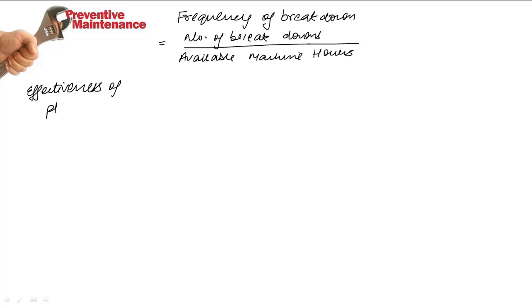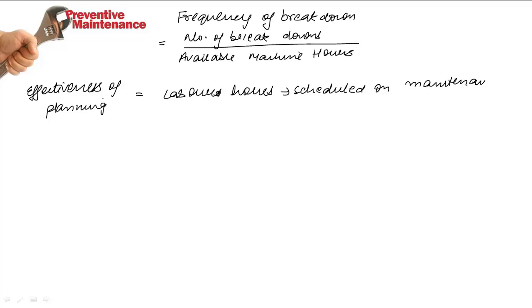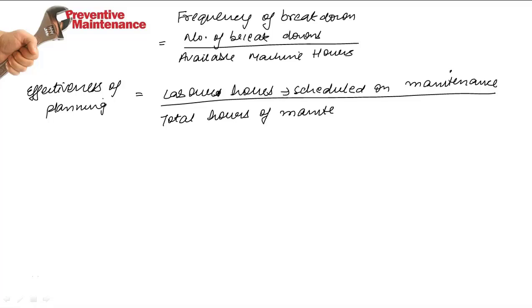Effectiveness of planning. To find this out, labor hours. It's the labor hours which you have scheduled on maintenance. You have prepared a schedule that every day every labor will spend 2 hours from their daily schedule on maintenance, upon total hours of maintenance. That means total hours, and above that is labor hours, right? Total hours and labor hours.